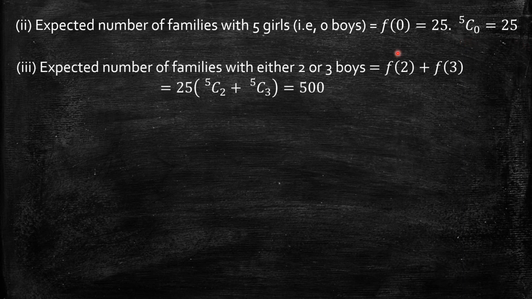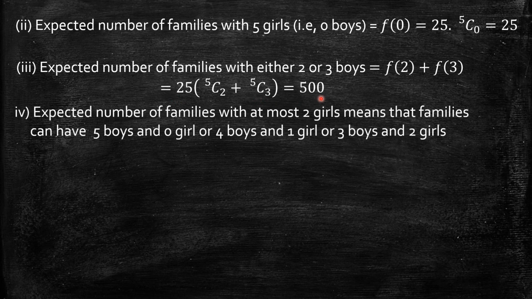The next question is expected number of families with either 2 or 3 boys. So that means either f of 2 or f of 3. That means sum of f of 2 plus f of 3, which is 25 times 5c2 plus 25 times 5c3. 25 common, you can take it out, 5c2 plus 5c3, simplify, that gives 500.